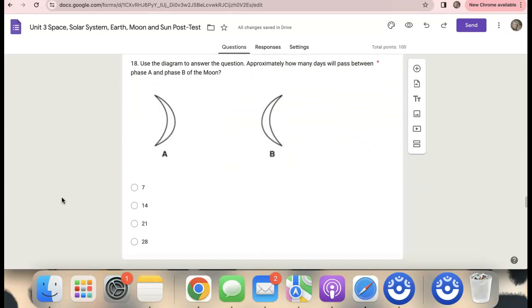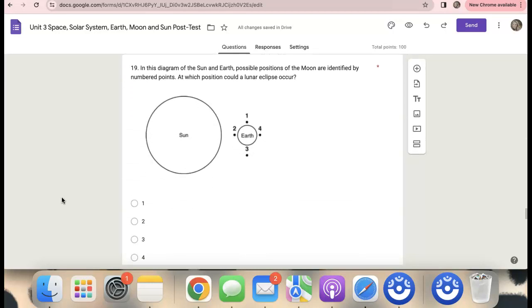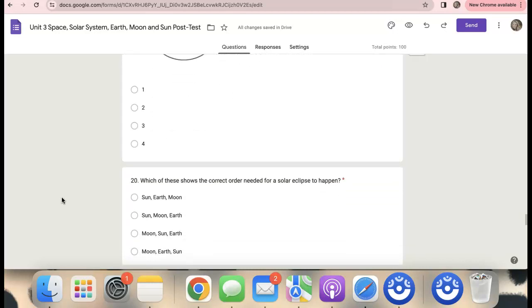Number 18. Use the diagram to answer the questions. Approximately how many days will pass between phase A and phase B of the Moon? 7, 14, 21, or 28? Number 19. In this diagram of the Sun and Earth, possible positions of the Moon are identified by numbered points. At which position could a lunar eclipse occur? 1, 2, 3, or 4?